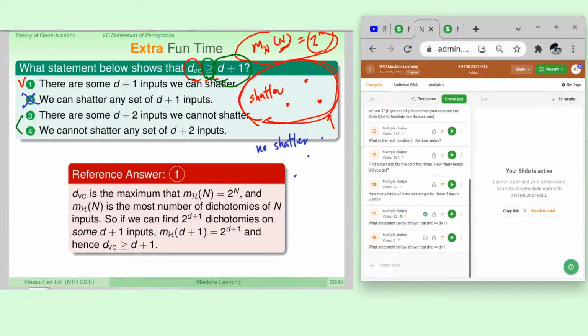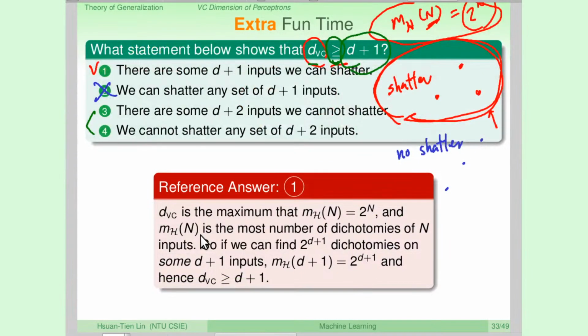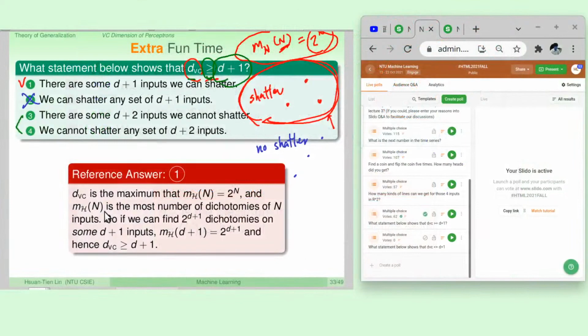So let's move back to our proof. Now, if you follow the proof, the only thing we need to do to prove that the VC dimension is lower bounded by d plus 1 is to find some inputs that we can shatter.